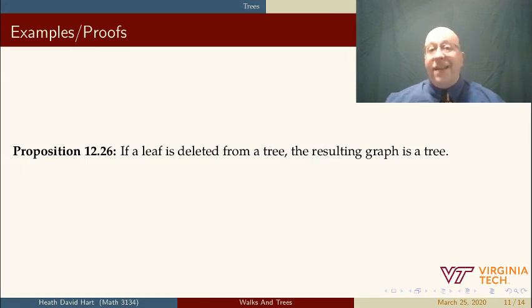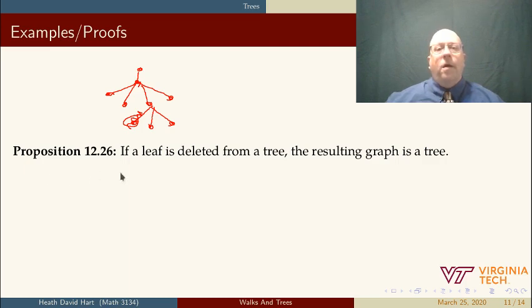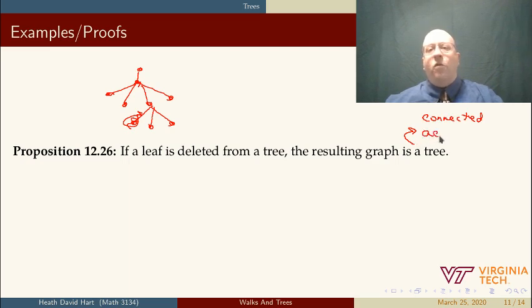If we delete a leaf from a tree, the resulting graph is still a tree. In other words, if I just take off any of the vertices that have a degree of 1, then I just have a smaller tree. How do we prove that? In order to be a tree, we have to check 2 things. It has to be connected, and it has to have no cycles. Some books use the word acyclic to describe that.